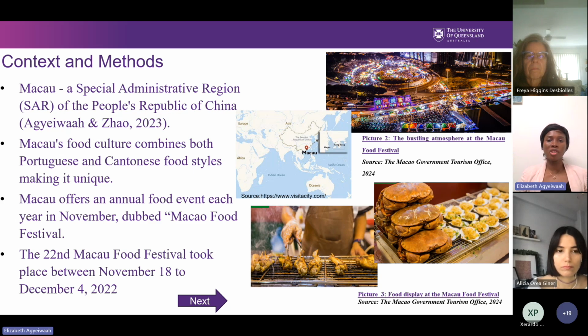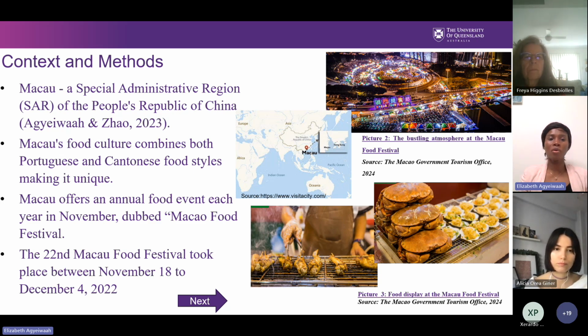Why is it so special? Because next to Macau is Hong Kong, with also a very cosmopolitan nature. So why is it so important? Because Macau combines what we call the Macanese food. It combines Portuguese and Cantonese food, which is very special and not common within the region. And so this event is one of the places to really encounter this unique culture.